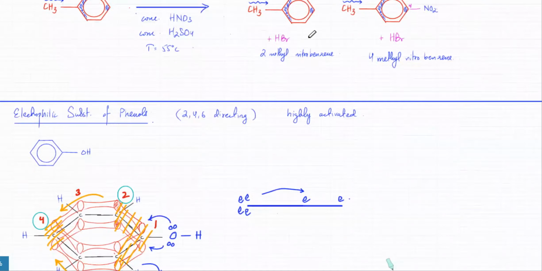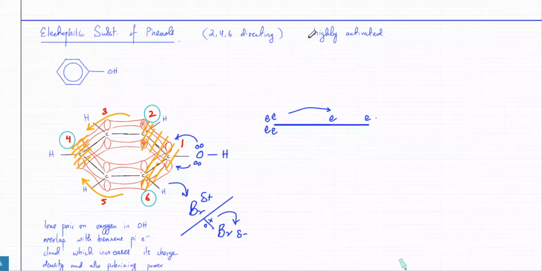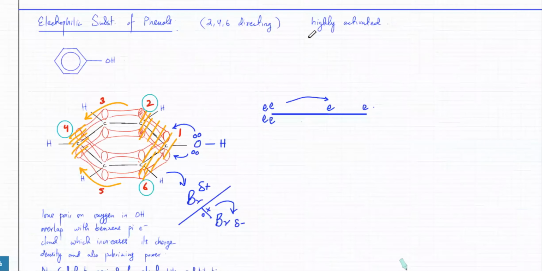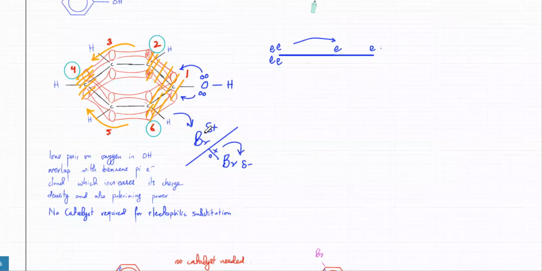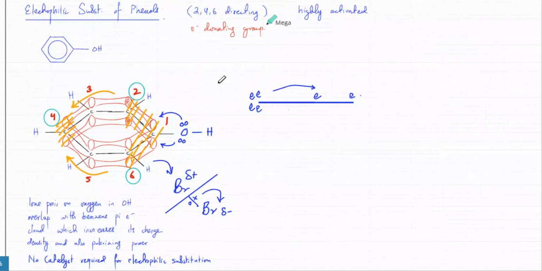And then in the last class, we started talking about another electron donating group, another 2,4,6 directing group. And when I say 2,4,6 directing group, I mean an electron donating group. So when it comes to this group, the electron donating effect is really high. And I wrote the word highly activated.